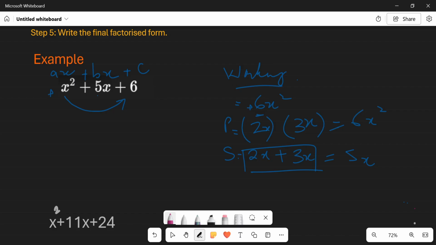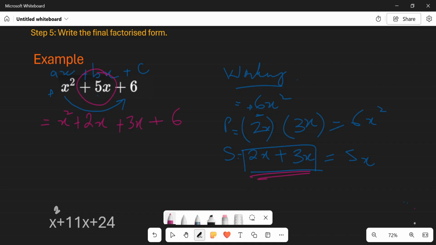First of all, x squared, the first term, and the last term, write down as it is. And split this 5x into these two factors, right? Plus 2x plus 3x. Okay, we have done 2 steps.